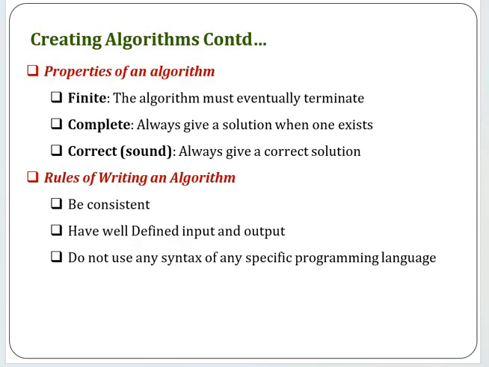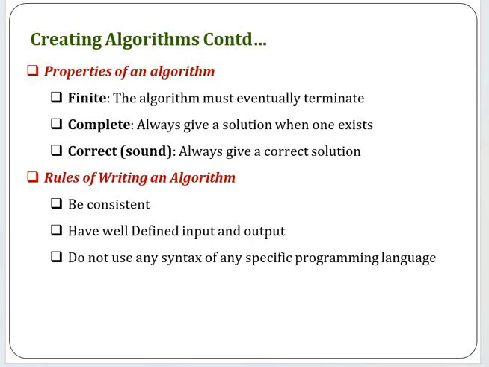And then, what are the properties of an algorithm and rules for writing an algorithm, we'll see. An algorithm is a sequence of well-defined instructions to solve a problem. It must possess certain properties to be effective, right? So first is finite. An algorithm must terminate after a finite number of steps. It should not run indefinitely. And then it should be complete. It should provide a solution for every possible input instance. And the output produced by the algorithm must be correct for all valid inputs.